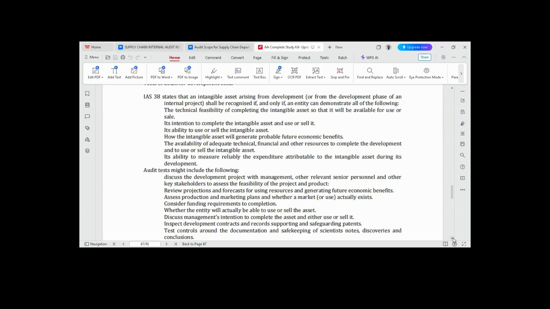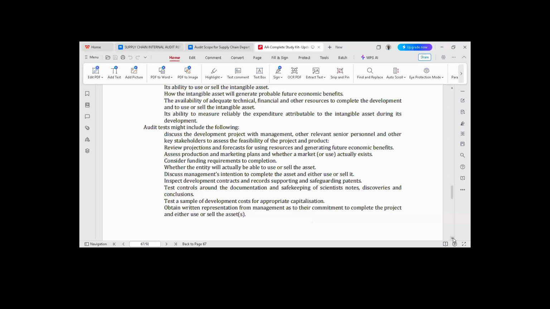Then, whether the entity will actually be able to use or sell the assets, you have to look at it. You need to discuss management's intention to complete the assets and either use or sell them. You need to inspect development contracts and records supporting and safeguarding patents. They have test controls around the documentation and safekeeping of scientists' notes, discoveries, and conclusions.